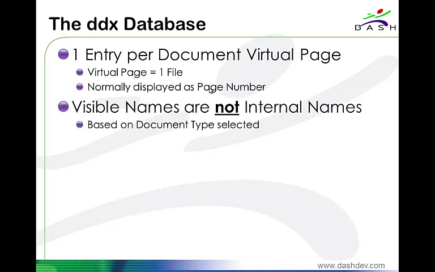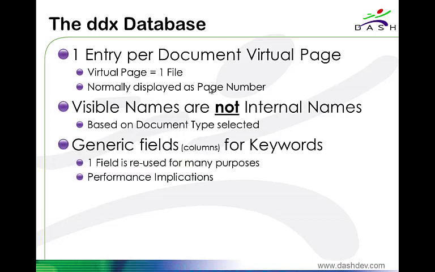The visible names that you see in DDX, like the names of keywords or even the names of documents, are not necessarily the internal names. The visible names for each of the keywords are really defined when you create the document itself and you identify the keywords that are associated with it. The internal name may be something very different.